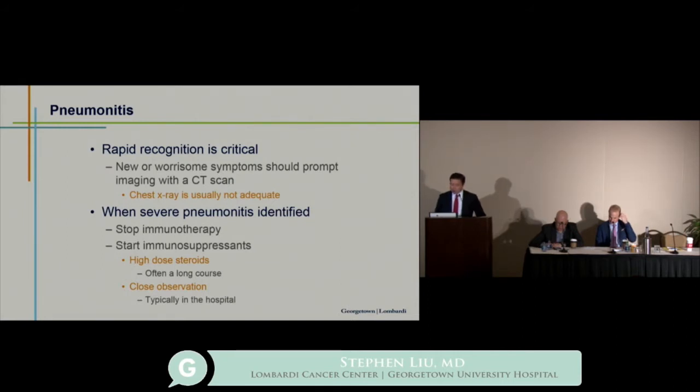And when we identify severe pneumonitis, we need to stop immunotherapy, regardless of whether it's working or not, and really go the other way and start immunosuppressants to stop this process. That is typically with high-dose steroids, and that's often a long course of steroids. It does require close observation. In my own practice, that is daily observation in the hospital. The speed at which we recognize it does link with how well we can manage it, and this is a symptom that should not wait for 3 weeks or until the next doctor's visit. This really is something that deserves an urgent phone call.